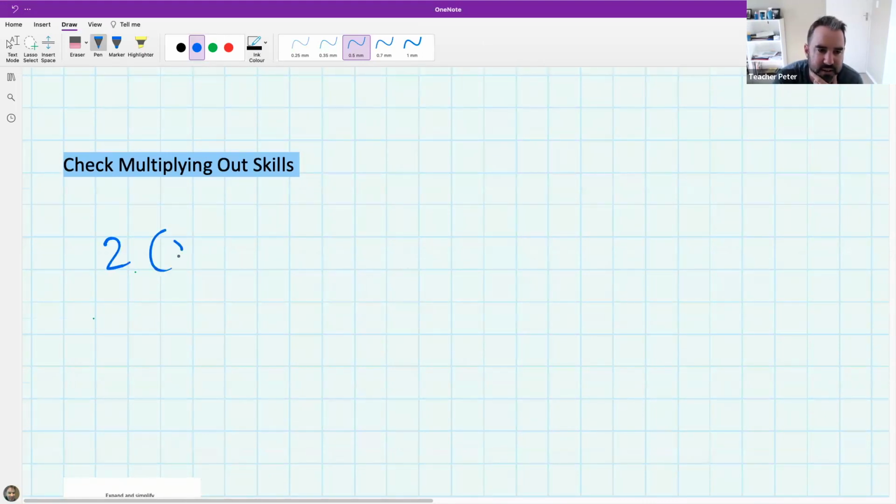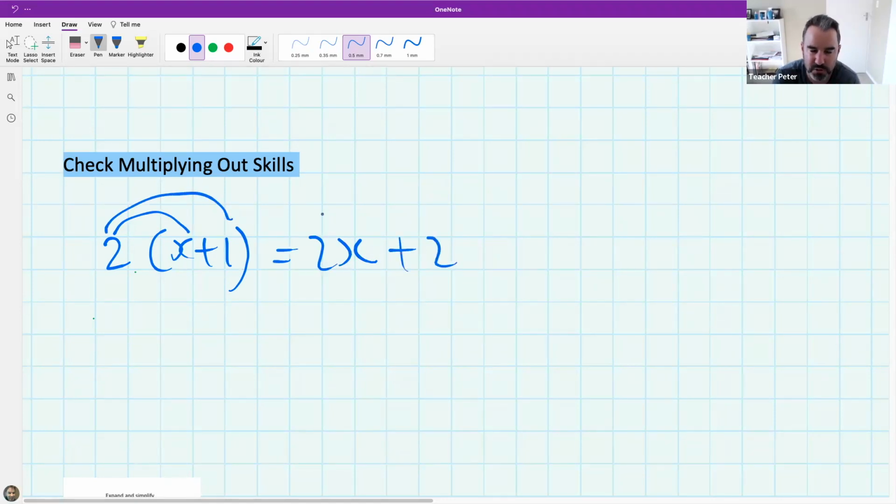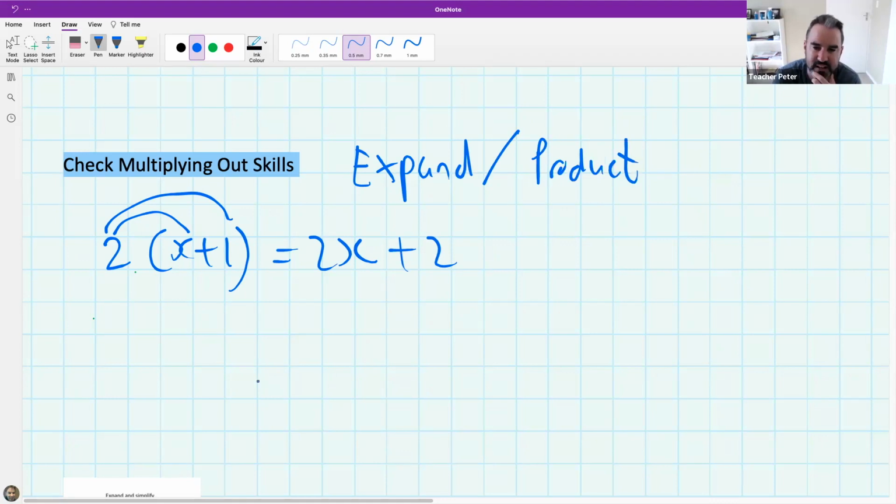Basically, this is an example of multiplying out with a single term and a binomial. So 2 times x would be 2x, and 2 times 1 would be 2. So that's multiplying out, or sometimes teachers will say expand, or sometimes teachers will say find the product.